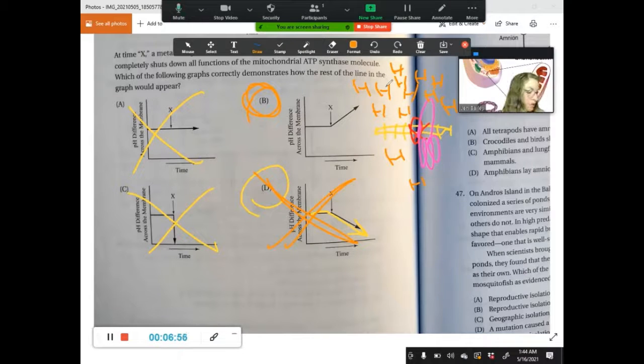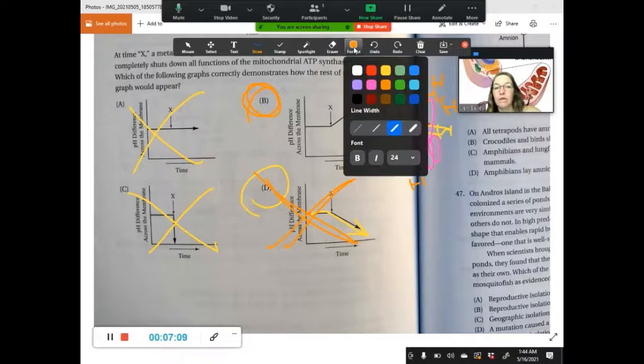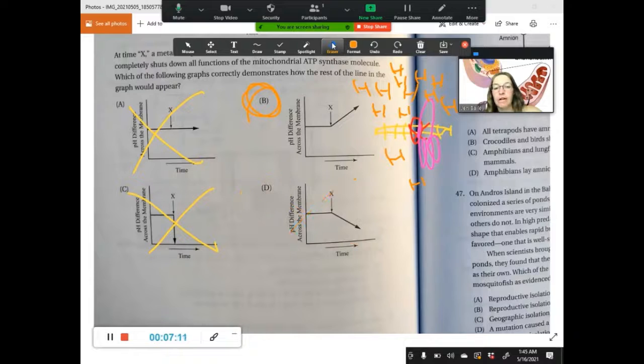As protons accumulate, the pH value decreases, right? Becomes more acidic. The y-axis of the graph is pH difference across the membrane, so we're not looking at pH, decreasing. That's another way that you could misread this bottom graph here, is by thinking that it was showing you just pH, right? You're like, oh yeah, the pH is gonna go down over time. That makes sense, but that's not what the axis is saying. Okay, so nope.